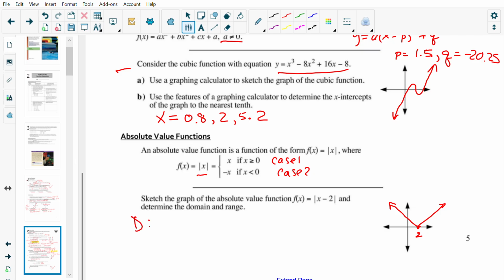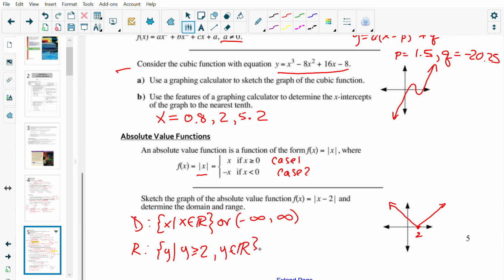Okay, domain. Let me do it in set builder notation. x such that x is an element of all reals, or in interval notation, negative infinity to positive infinity. And then the range. It's going to start at the vertex at 2, so y is greater than or equal to 2, and y is an element of all real numbers, or 2 to infinity.